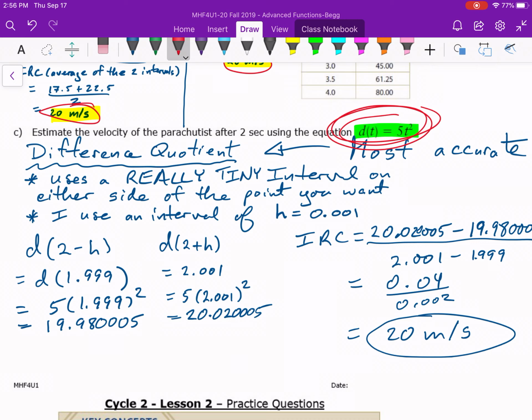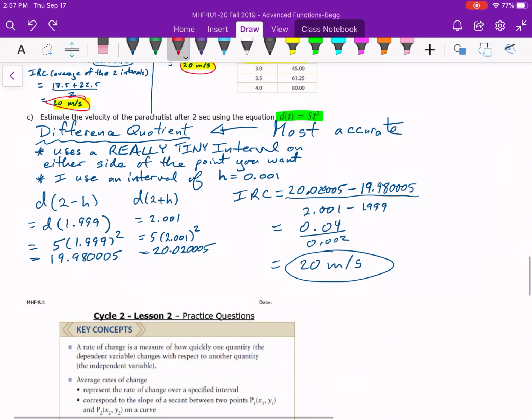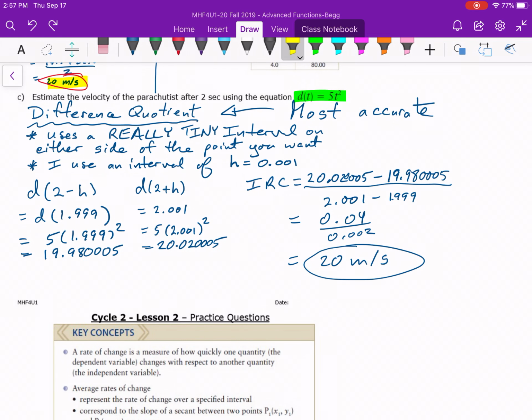All right, if we've got an equation, then we can use what's called a difference quotient, and it's actually the most accurate way of getting our instantaneous rate of change. And so what we do is we use a really, really tiny interval, but this time, because we've got an equation, we can pick any interval we want. So usually we use an interval of like 1/100th of a unit or 1,000th of a unit. I use 1,000th of a unit. So I use h equals 0.001. That's 1/1000th of a unit.